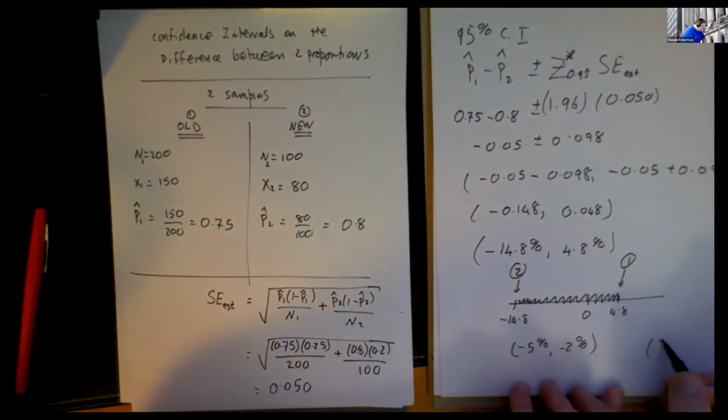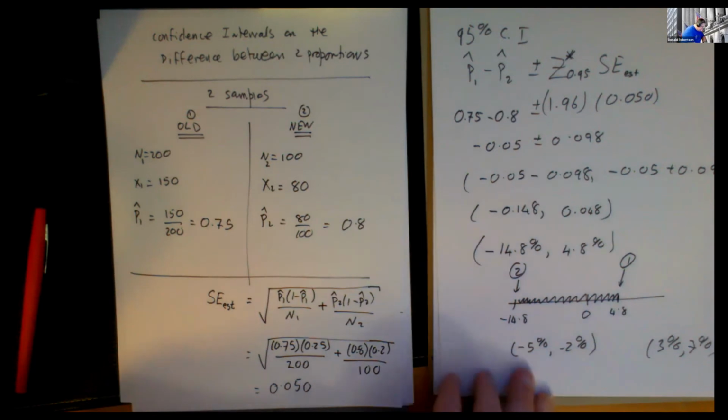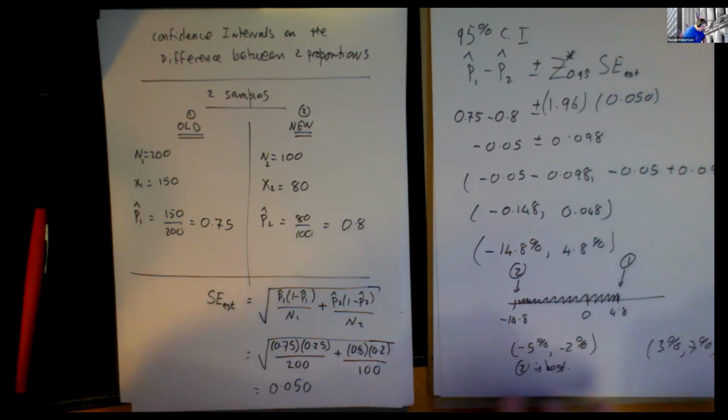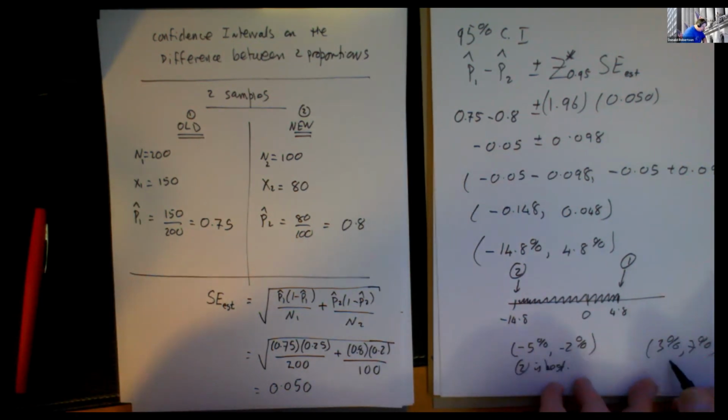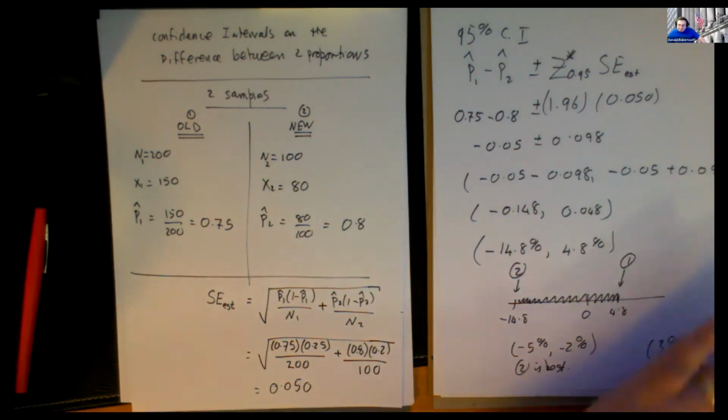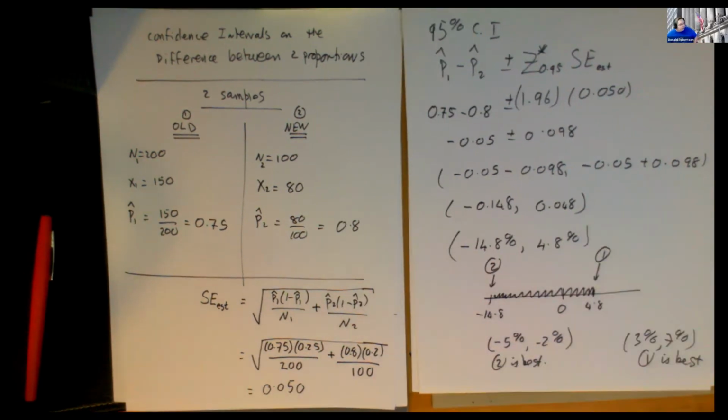And 3% up to 7%. Right? So in this way, this one is saying 2 is best. And what's this one saying? It's saying 1 is best. So can you see, if you look at the difference, you can compare 2 drugs, 2 tests, to anything.